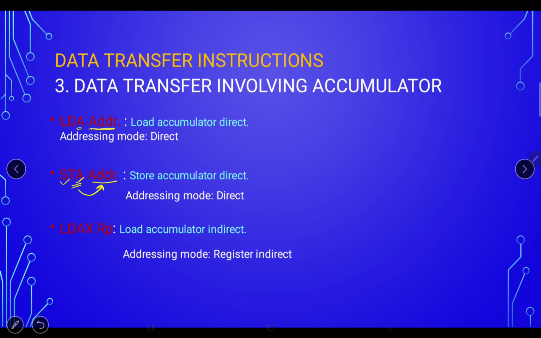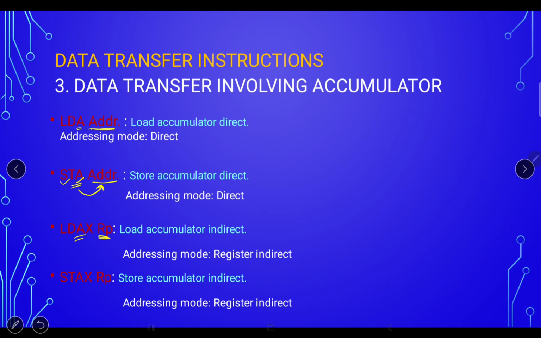Then the next one is LDAX RP. So, here it stands for load accumulator indirect. That means we will go to the memory location specified by this register pair RP and the value at that location is copied to the accumulator. And here the addressing mode is register indirect addressing mode.